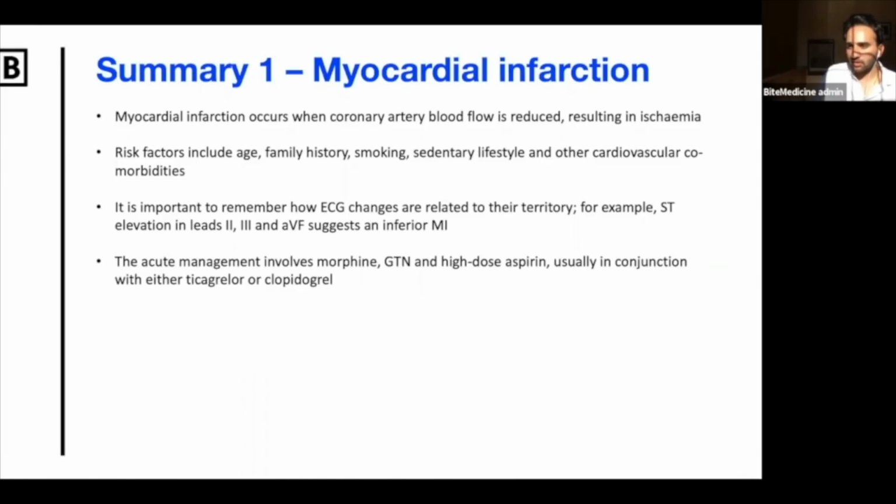What is the relevance? The relevance is just the fact that you know they exist, and that they are the predominant cause of why Dressler's occurs. So when the heart muscle is damaged, these neoantigens are released, your body responds in an autoimmune way, which inflames the pericardium essentially. And that's why you get this autoimmune pericarditis. Like we said, it's important to remember how those ECG changes reflect the territories that are being affected. You know your acute management now, which is brilliant.